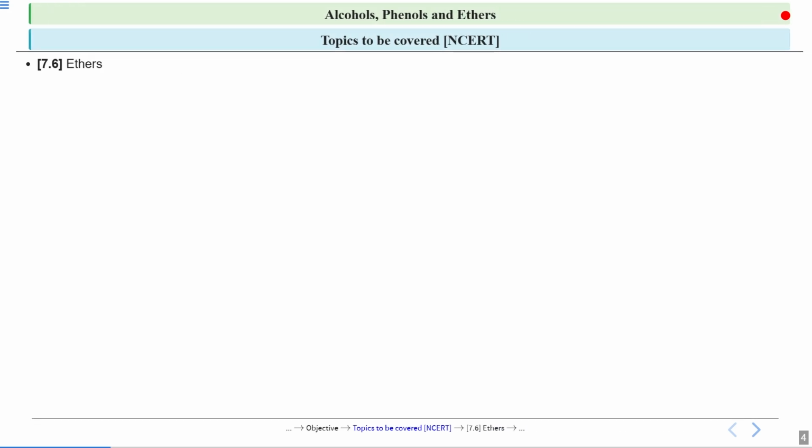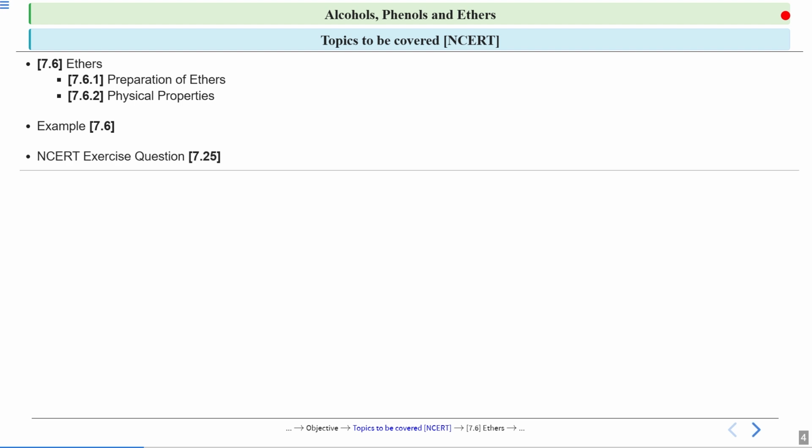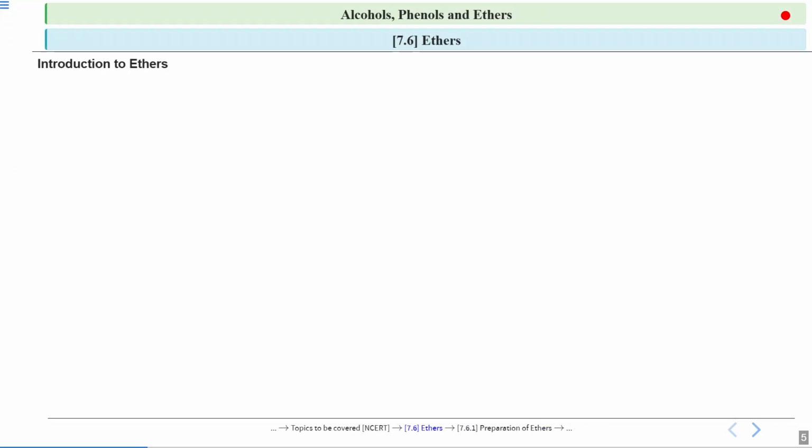So for your reference, I have mapped the NCERT sections that I am going to cover today. So today I'll be covering section 7.6, that is ethers, and the subsection 7.6.1, that is preparation of ethers, 7.6.2, physical properties, and then we'll solve one example, that is 7.6. And we will also solve our NCERT exercise question, which is 7.25. Okay, so let's begin with the lectures.